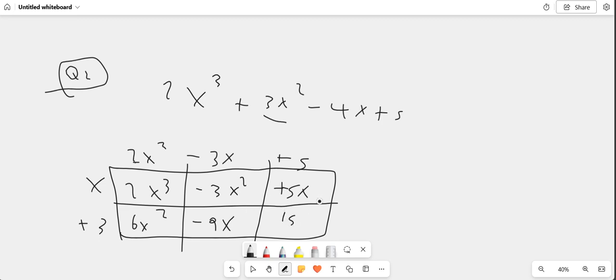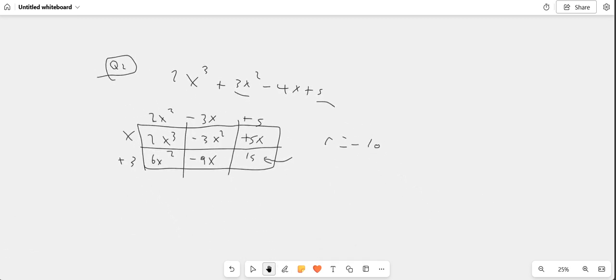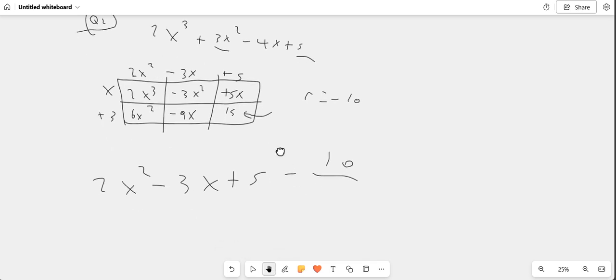And as you see here, what's the remainder? Negative 10, as this number here is 5 minus 15, so the remainder equals negative 10. So the answer here is going to be 2x squared minus 3x plus 5, which is what's on the top here, and then minus 10 over x plus 3, because that's what we were dividing it by. That was the denominator here. So x plus 3. That's the answer there.